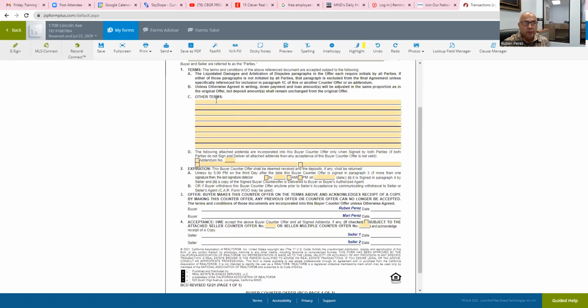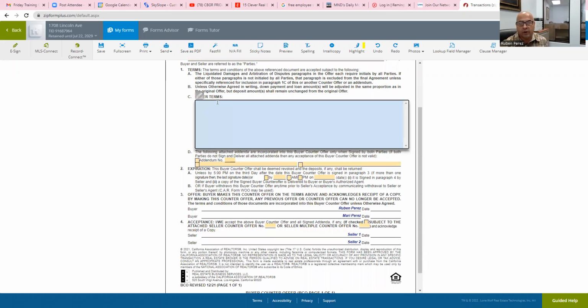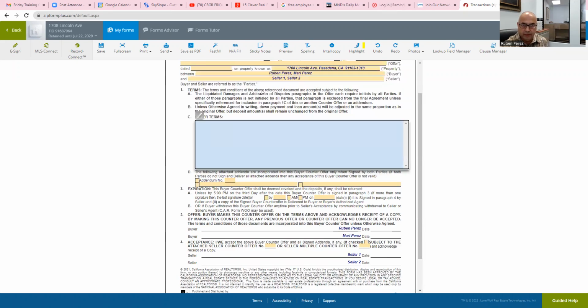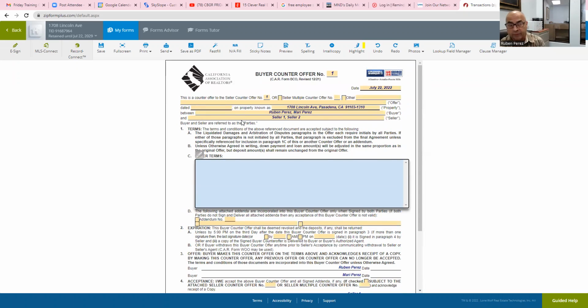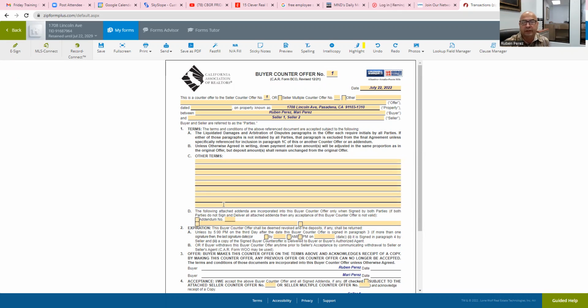Again, when you're responding to the counter offer, you're not responding to any other document but the counter offer from the seller. If you exceed these lines right here, then it's going to go into an addendum. It's called a TOA. So don't be worried about not having enough room. It'll automatically populate a different form, which is called a TOA.